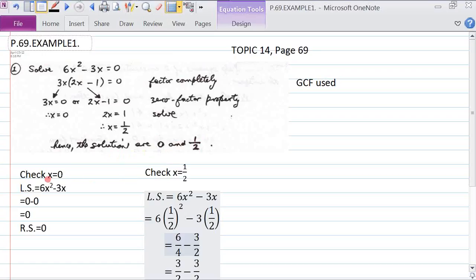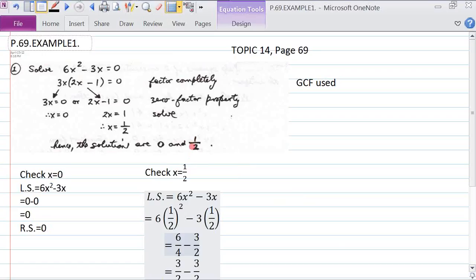Now we're going to check these solutions. Go back into the original equation. The left side of the equation is this. If x is 0, x squared is still 0, and 6 times 0 is 0. If x is 0, 3 times 0 is 0. So the left side equals 0, and the right side equals 0. Since the left side equals the right side on the check, this is a valid solution.